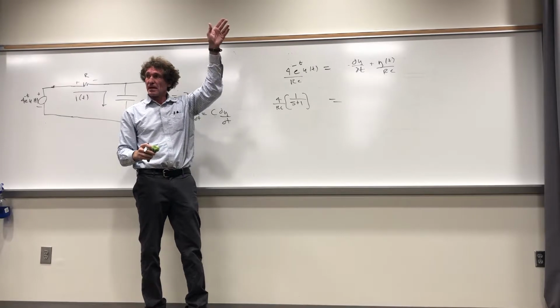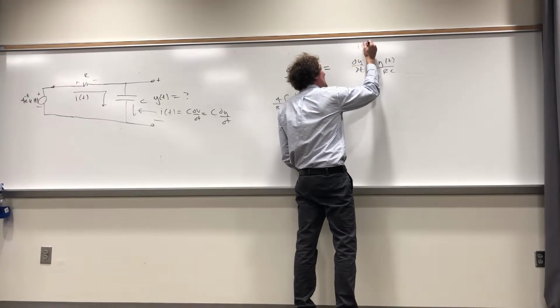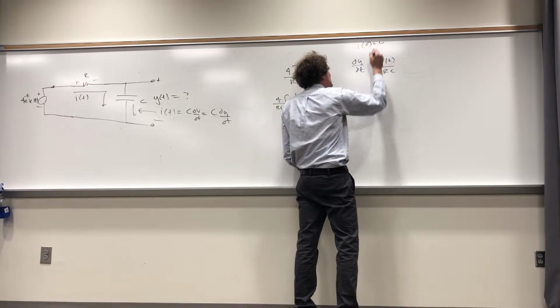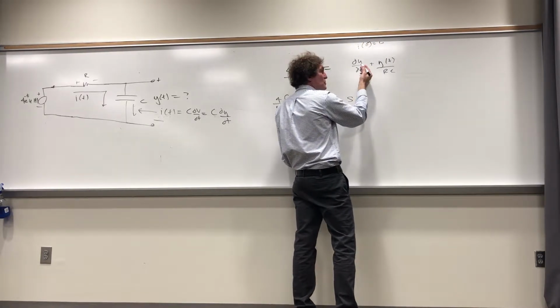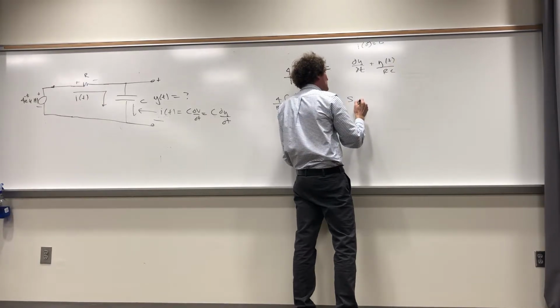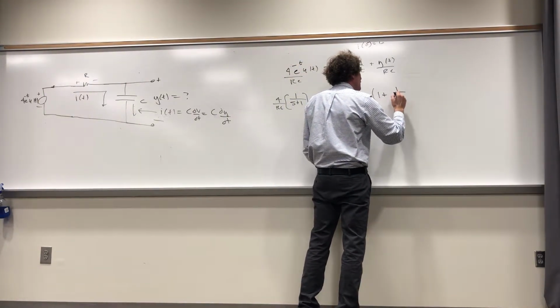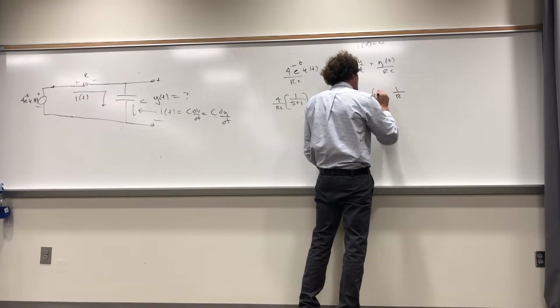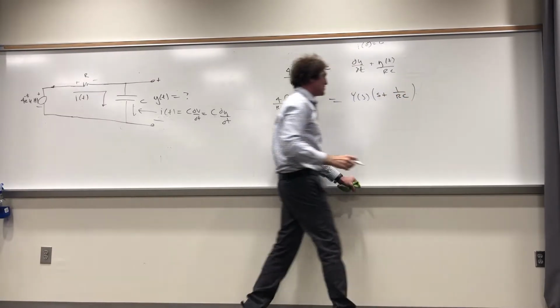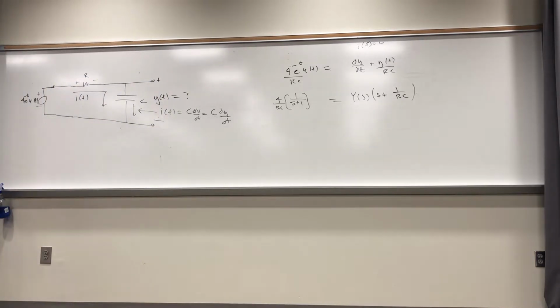How many see that? Other side here, I said there were no initial conditions. i of 0 plus is equal to 0. So this is just s times Y plus 1 over RC times Y of s. So I can write this as Y of s times s, pardon me, plus 1 over RC. Do you all agree with that much? I haven't given a value to RC yet. You all see that, class? I factored out the Y of s.